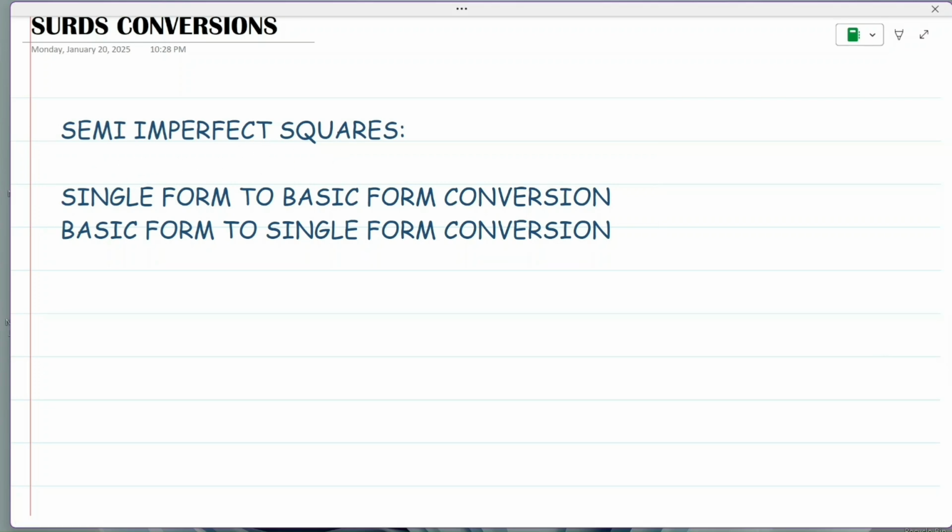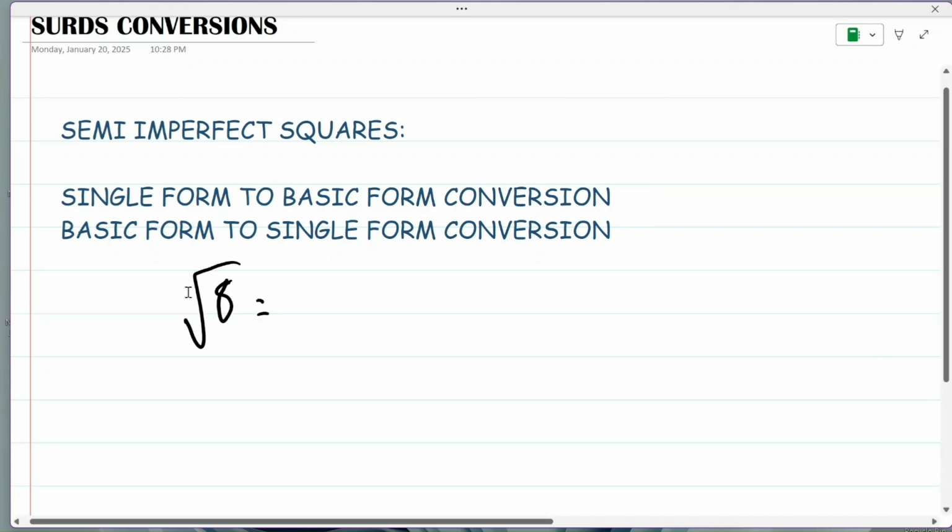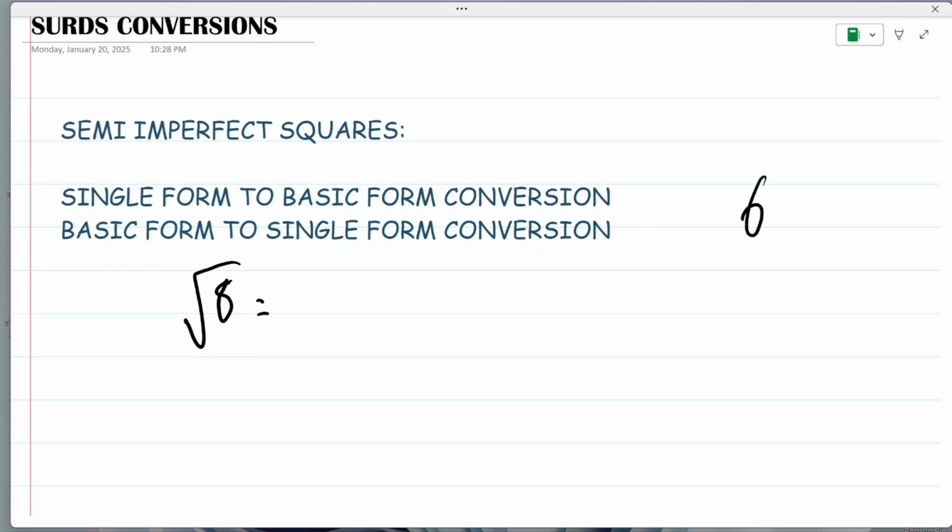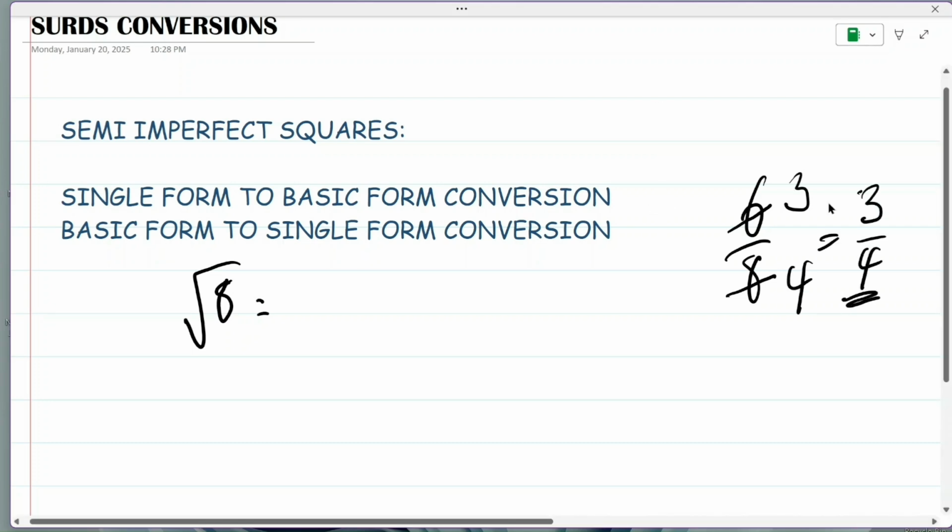Let's say, for example, the semi-imperfect square of 8, that's square root of 8, we break it down to its basic form. Breaking it down to the basic form is like, for example, you're having a fraction of 6 over 8. To the basic form, or to the lowest term, you divide by 2: 2 in 6, that's 3, 2 in 8, 4. To the lowest term, this is 3 over 4. That's breaking this fraction from 6 over 8 to the lowest term, 3 over 4.